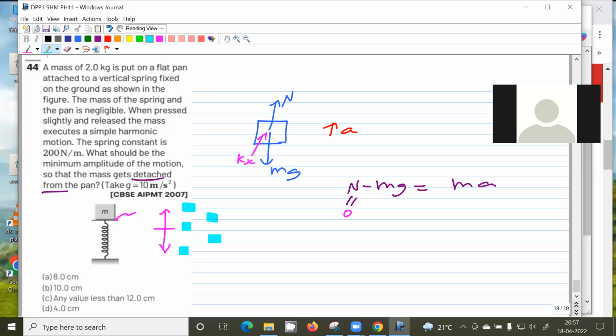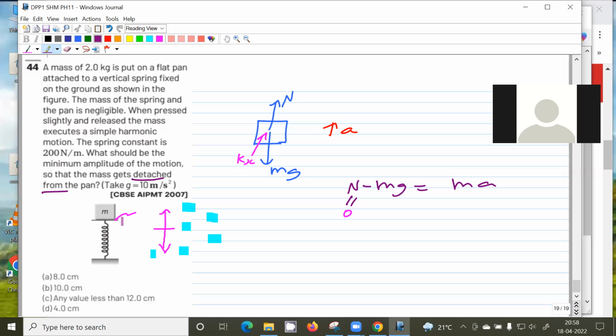Okay, so it is possible for normal reaction to become 0 in the bottommost position. In the top position, spring force is upwards. The spring is going to get stretched, no? So the spring will try to pull it down. No. Yeah, actually this direction of kx is going to change.